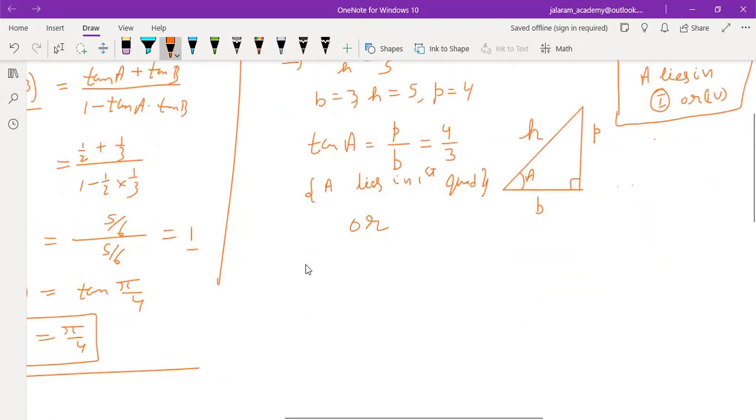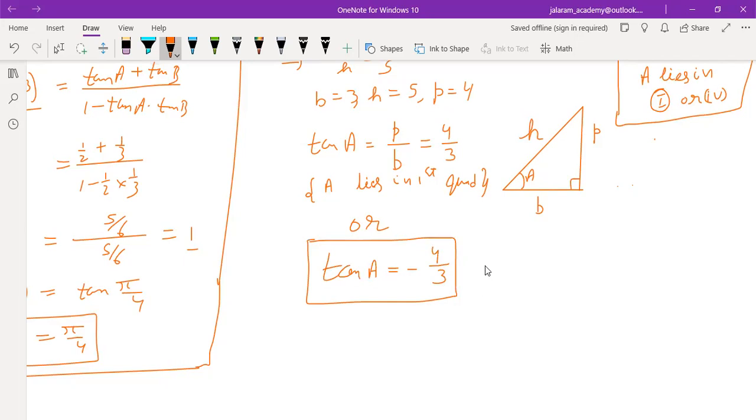One more case is also possible, when A is in the fourth quadrant. If A is in the fourth quadrant, which sign does tan A have, positive or negative? In the fourth quadrant, we know that tan is negative. The value is 4/3, but it will now be negative when A is in the fourth quadrant. So the first case is when tan A equals 4/3, and the second case is when tan A equals minus 4/3.